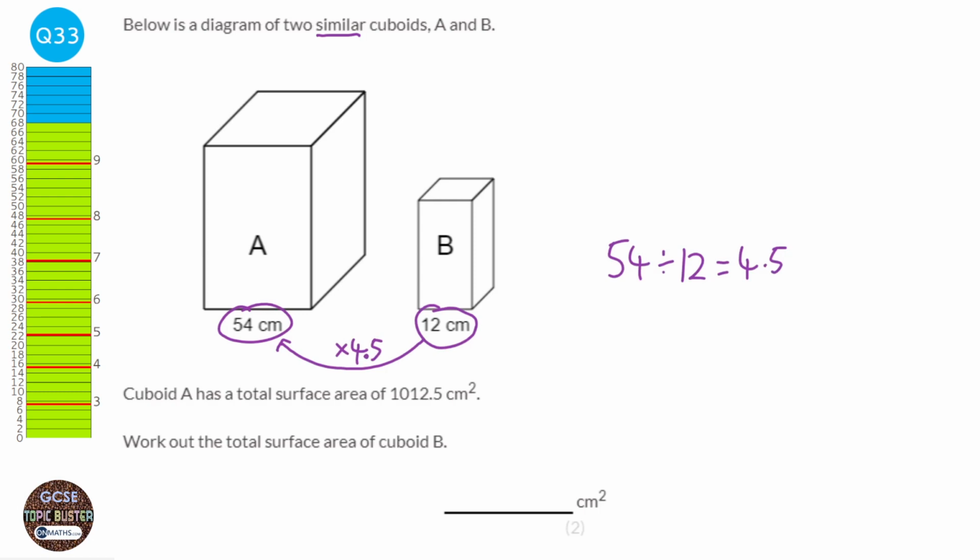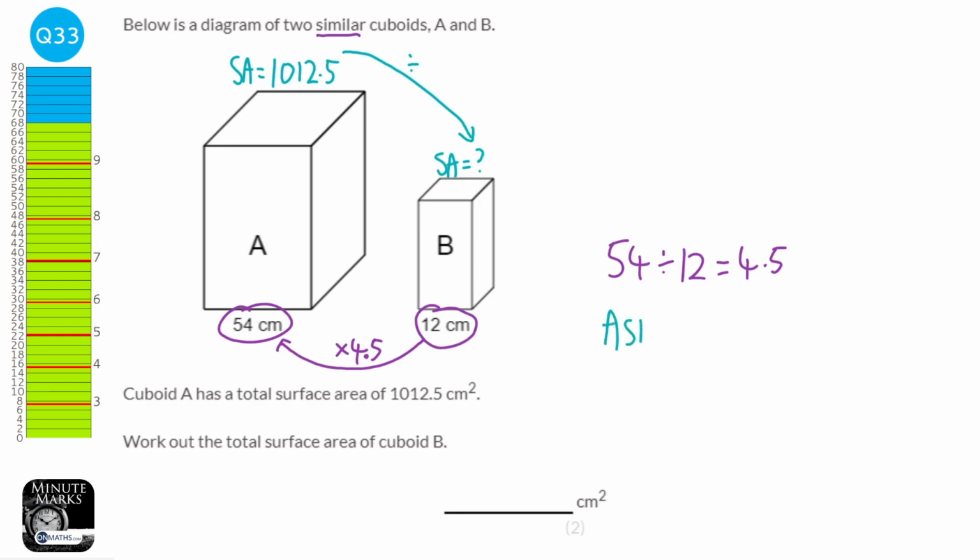Now, this question's all about surface areas, and it says the cuboid A has a surface area of 1012.5, and we're looking for the surface area of the little one. Okay, so to get from the big one to the small one, we're going to divide it by the scale factor. Now we might think the scale factor is 4.5, but we also know that the area scale factor is equal to the linear scale factor squared.